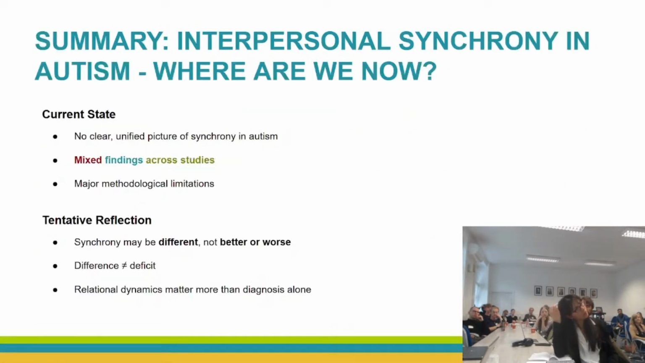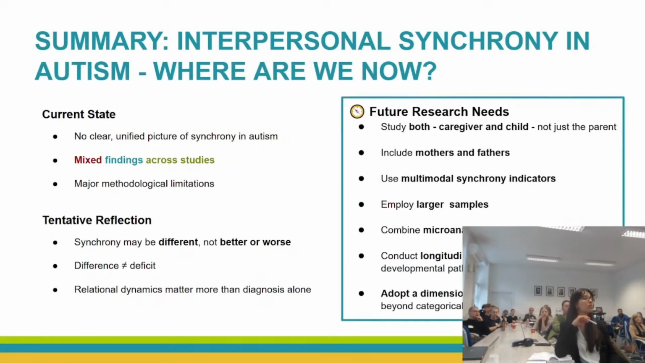So where are we now? The short answer is it's complicated. There's no single conclusion about how synchrony functions in autism. Findings are mixed, methods vary, and definitions are inconsistent. And as you may have noticed with the findings slides, I've color-coded the results to reflect the diversity: red for reduced synchrony, blue for comparable, and green for sometimes enhanced synchrony.